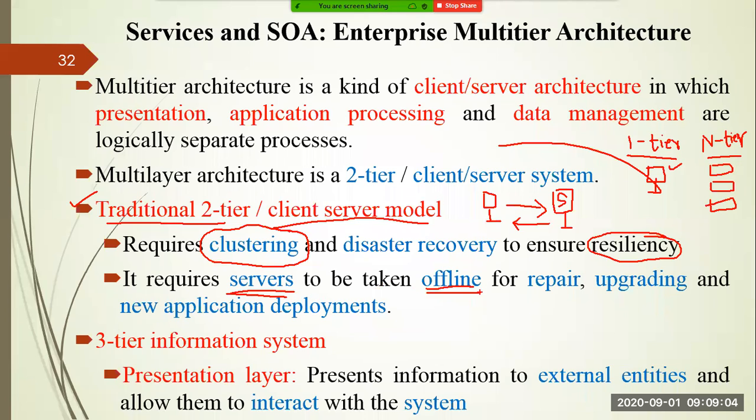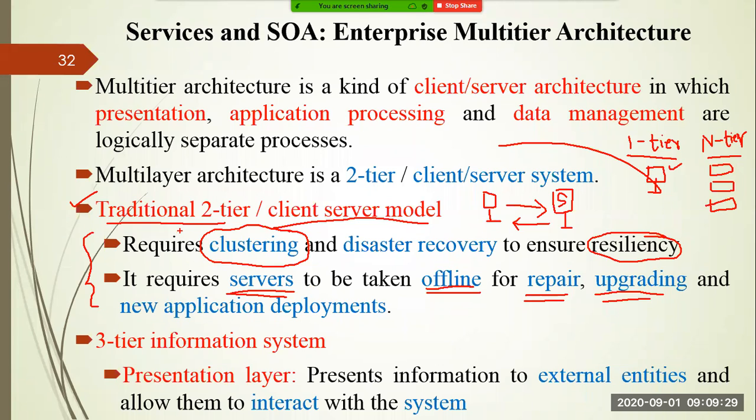That means it is converting its mode from online to offline, and we have to repair the server, or upgrade the server, or replace the server, or deploy a new application into the server. So everything is done offline, and service is interrupted at that particular time, because if you make the servers offline, that service is not available, right?